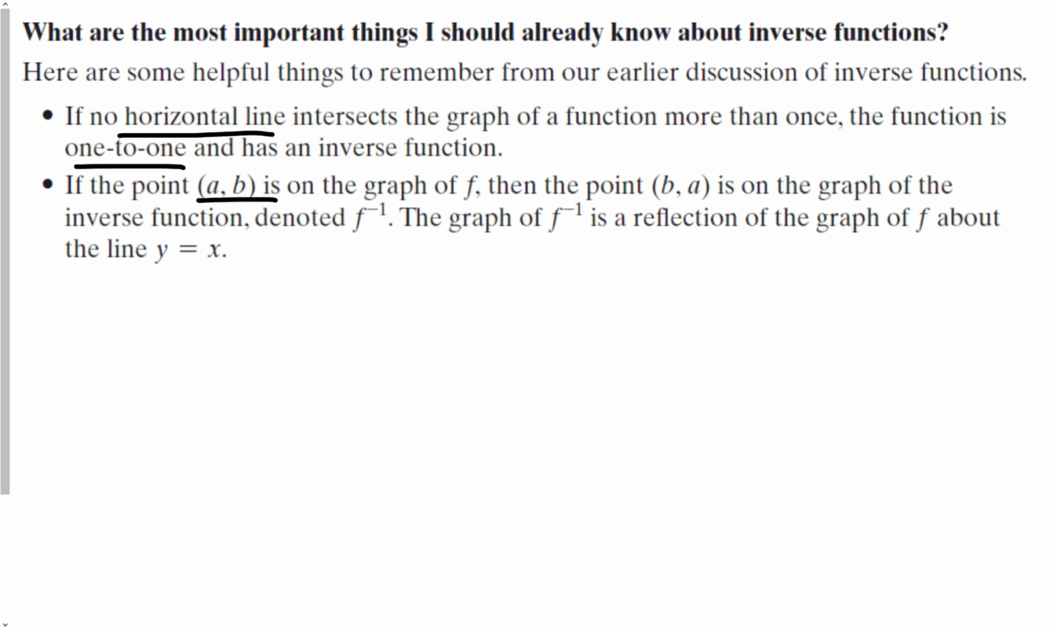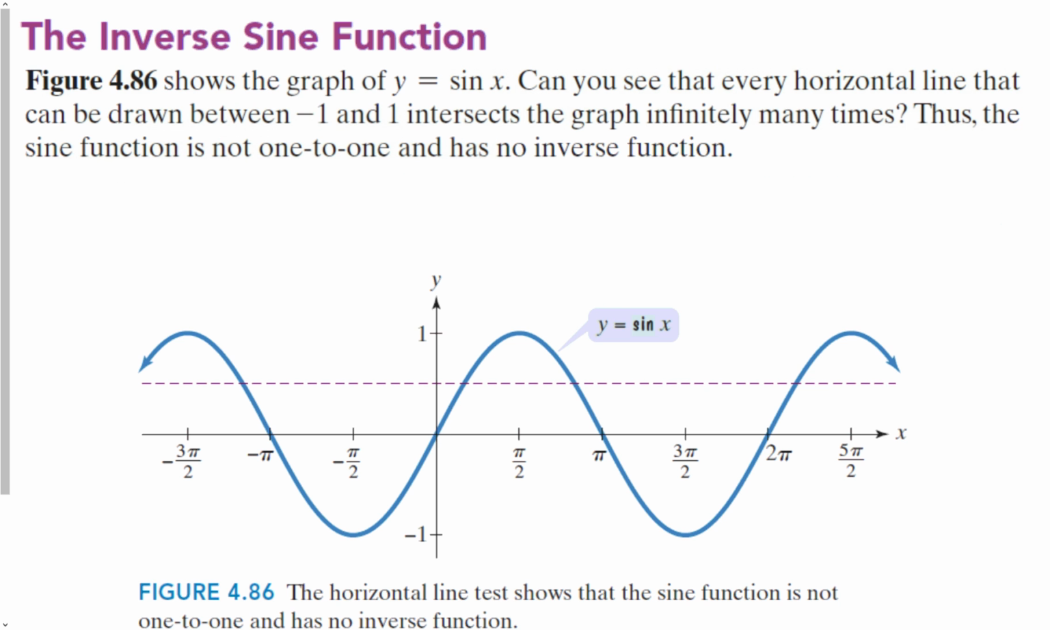If we have a point (a, b) on the graph, then if we switch the x and y, point (b, a) is on the inverse function, denoted f inverse. And the graph of f inverse is a reflection about the line y equals x. All this is stuff that we've covered in the past and that you should know about inverse functions. So let's then start with the inverse sine function.